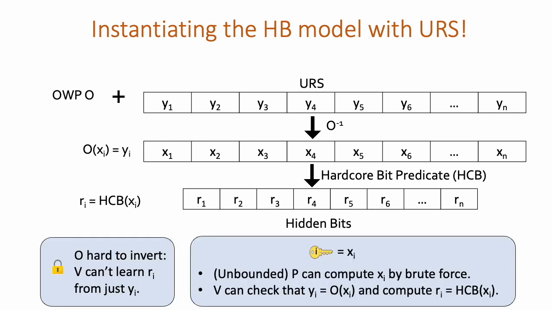Now, why does this work? So O is hard to invert, which means that the verifier V cannot learn anything about the hidden bit string just by looking at the uniform random string. And they are pseudo-random because they are hardcore bits. So we are good. From the prover's point of view, the prover is unbounded. So the prover can actually compute these preimages x_i by brute force. And once it computes these preimages and the hardcore bits, it just sends x_i, r_i to the verifier, which can now check if O of x_i is actually equal to y_i and if the hardcore bit was correctly computed.